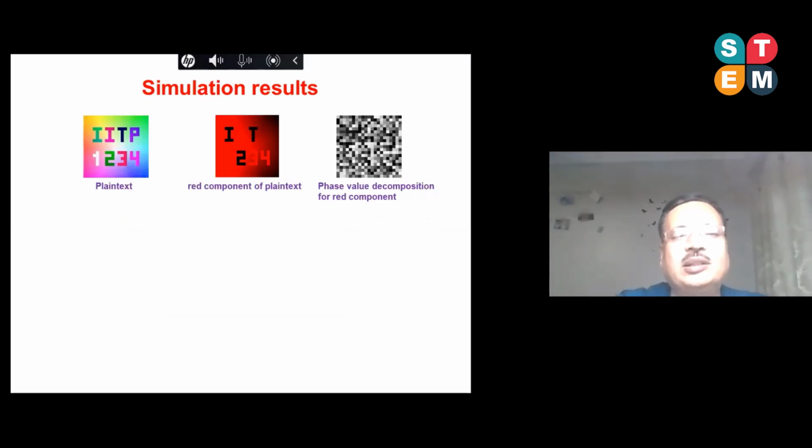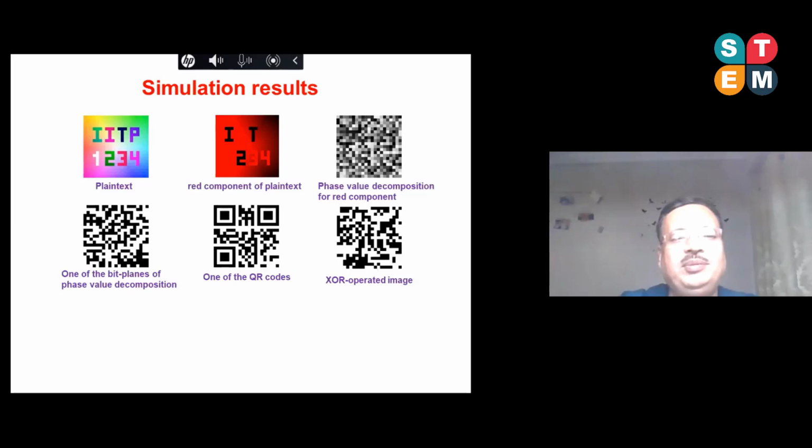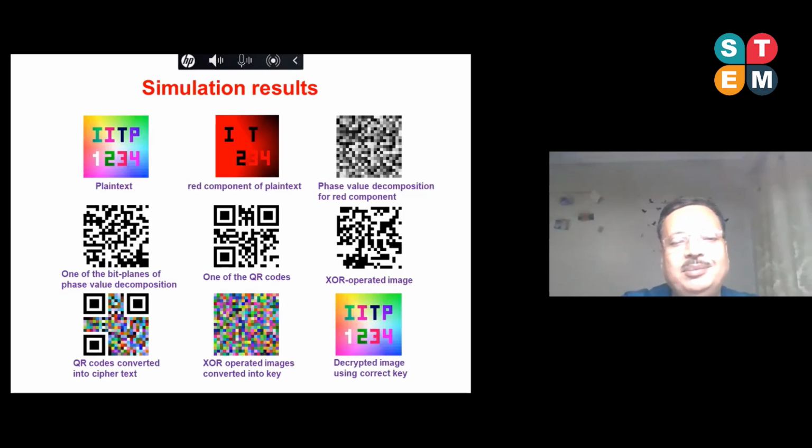So these are some of the simulation results. This is the plain text image. This is the red component. So from the plain text color image, you can segregate the red, green, and blue. I'm showing you the results with the red component. This is the phase value decomposition, PVD. This is one of the bit planes of the phase value decomposition, one of the QR codes, and the XOR operated image, and applying everything correctly, this is the decrypted image you can obtain.